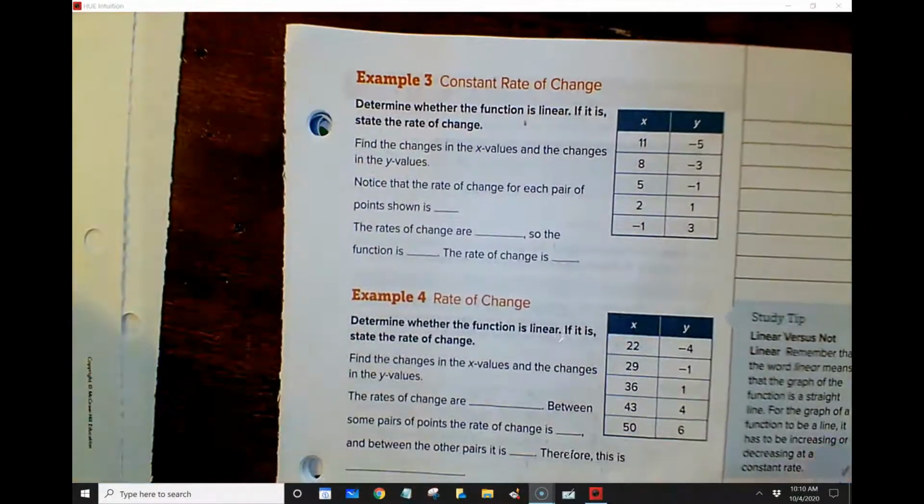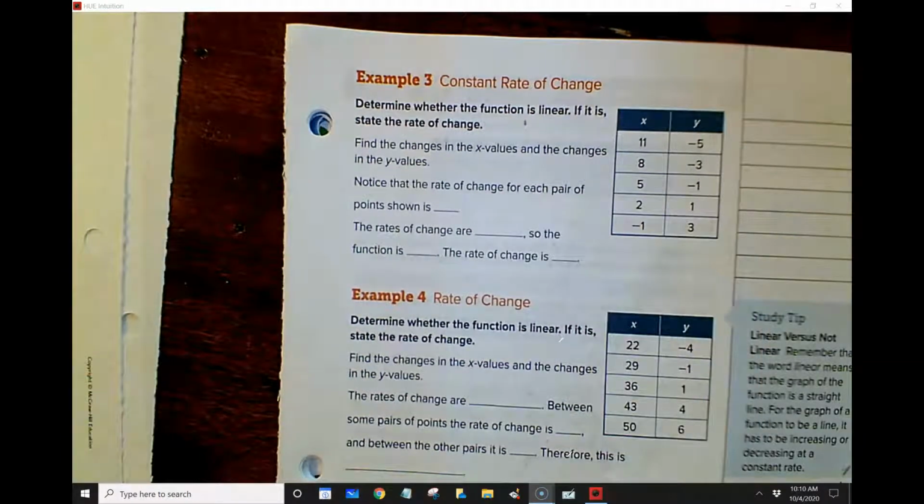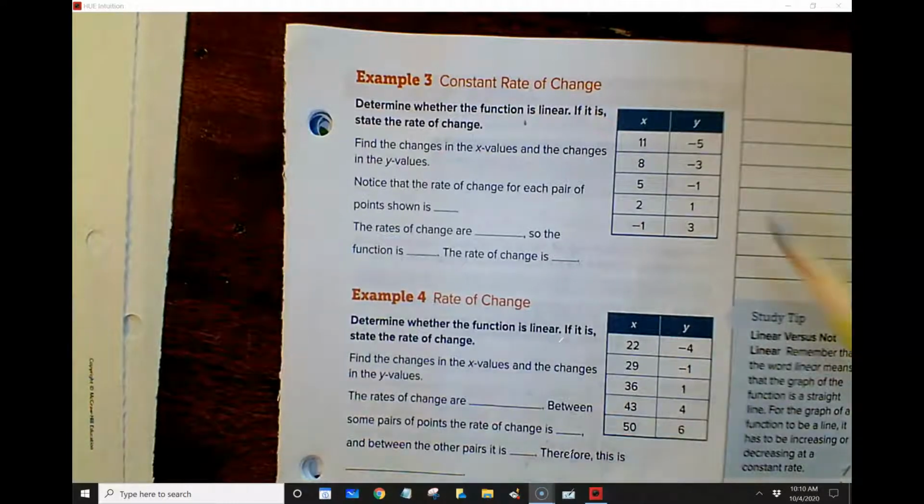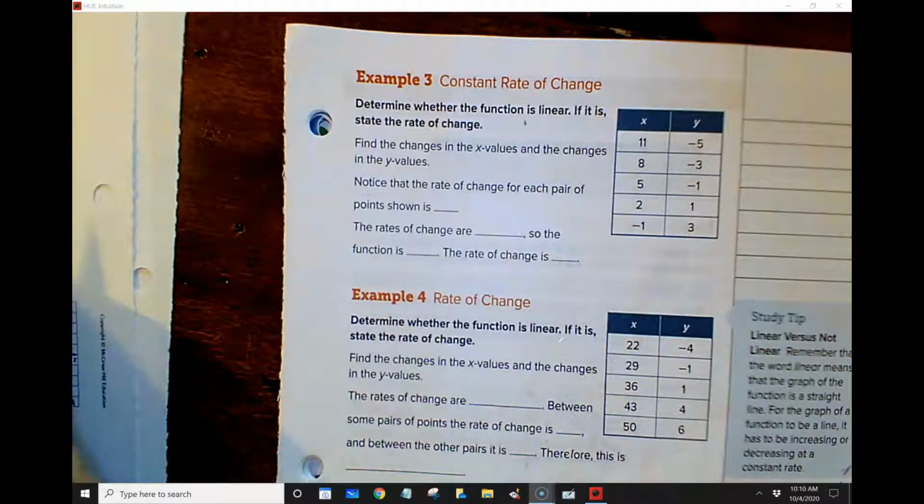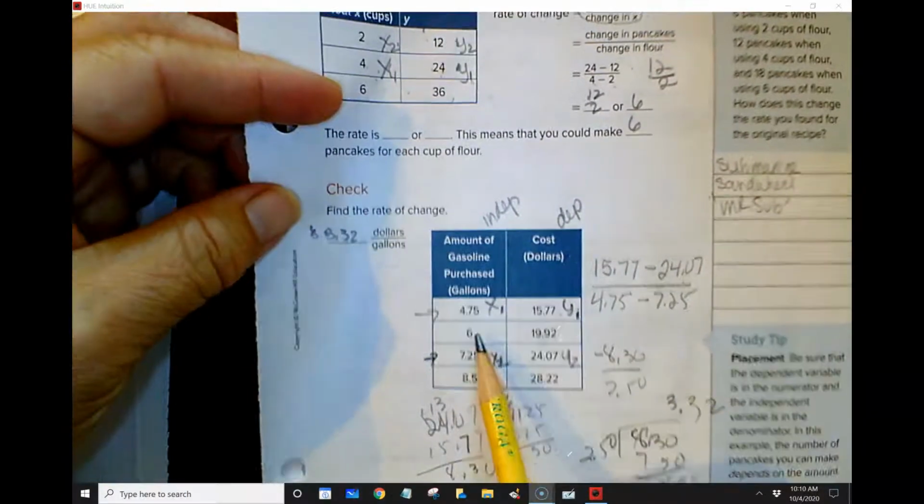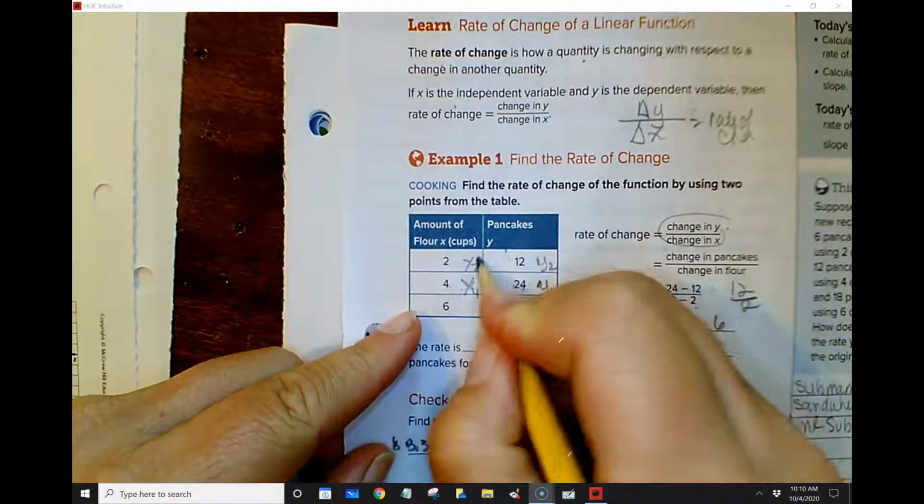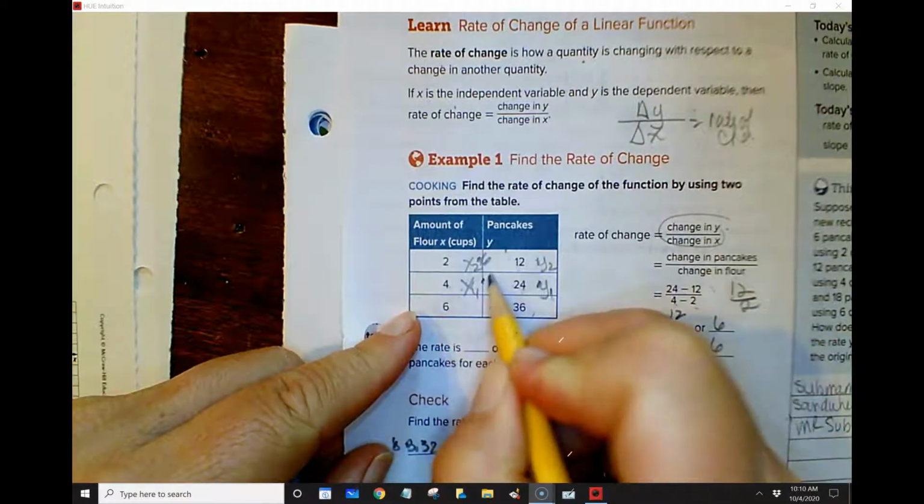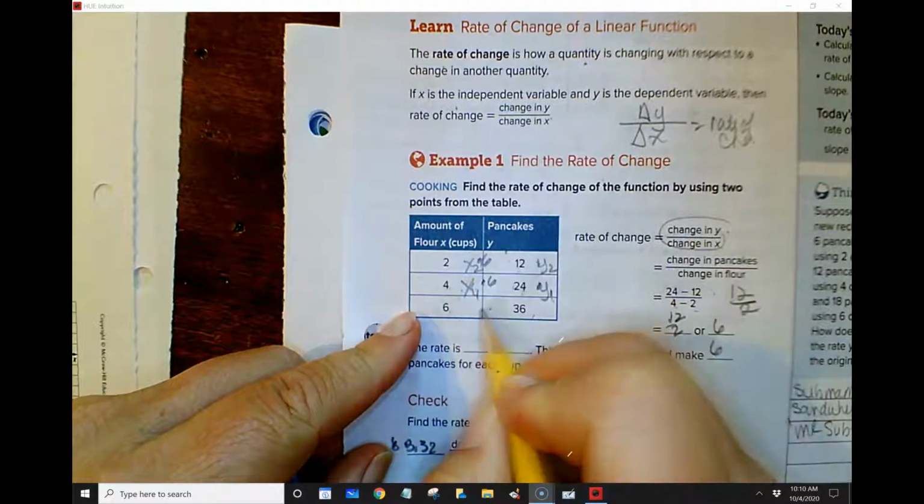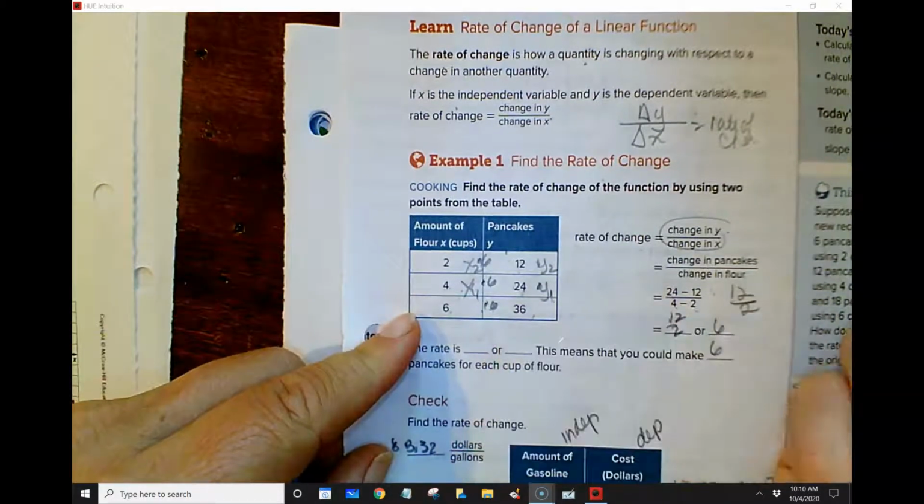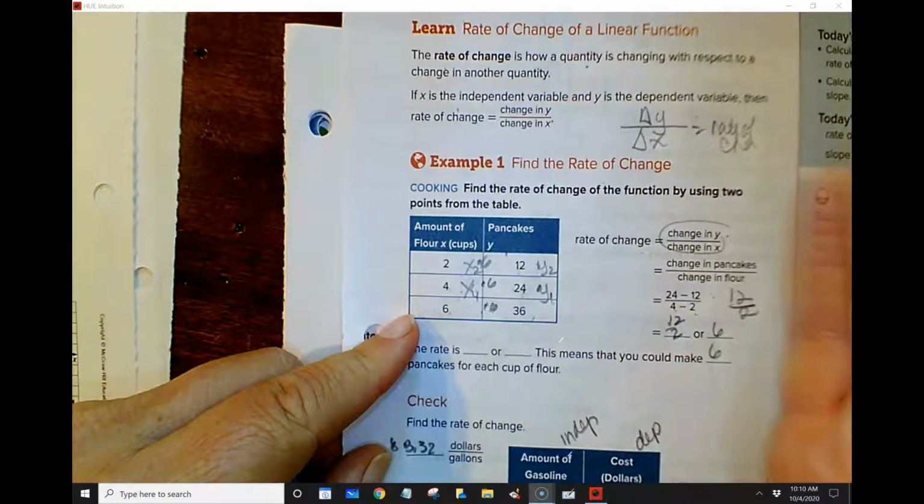So if you look at this here, we want to see if this is a linear function. If it is linear, then you get to say the rate of change. Essentially, you want to find out, is there the same rate of change like we did here? If I were to take this one here, 2 times 6 is 12. 4 times 6 is 24. 6 times 6 is 36. If that rate of change is the same, it will be a linear function.